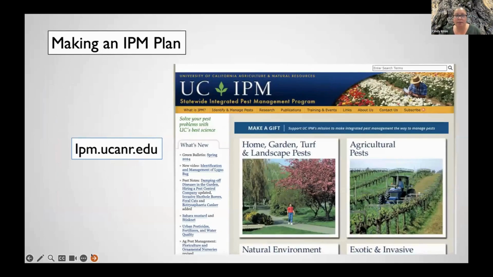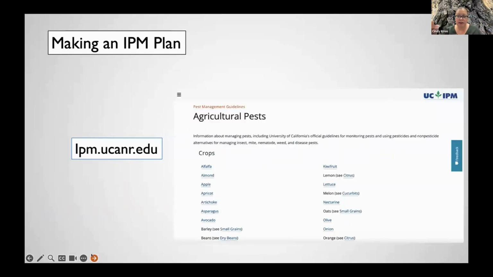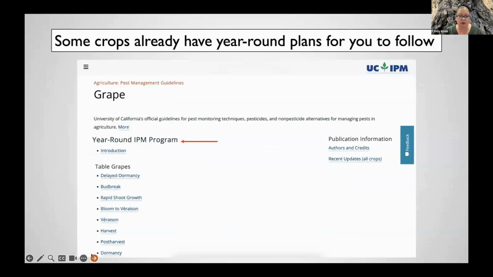So when making an IPM plan, you can start at ipm.ucanr.edu. And this is what the page looks like. And you can click on Identify and Manage Pests and scroll down to Agricultural Pests that you can see here in the toolbar. And then it's going to take you to a page of all these crops that we have in California. Now, it doesn't cover every single crop we have in California, but it does cover a wide range of crops, including grapes. So you can scroll down to grapes. You click on grapes, it takes you to this page. And this is what you're looking at.